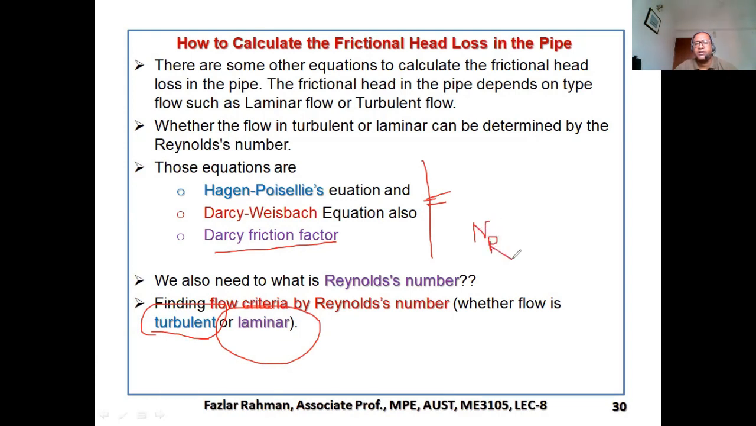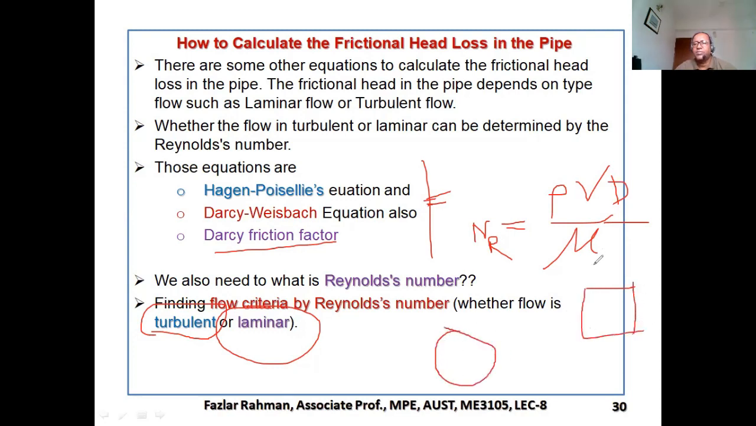But right now, just to show you, the Reynolds number is rho V d divided by mu. What is rho? The density of the fluid. V is the velocity of the fluid passing through the system. D is the diameter of the pipe, and mu is the viscosity. This is the Reynolds number. Now, if you have a circular pipe, you can easily figure out the diameter, right? But if you have a rectangular pipe or duct, how do you get the diameter? There is another way to figure out the equivalent diameter of a rectangular duct or pipe. We'll explain that later on.